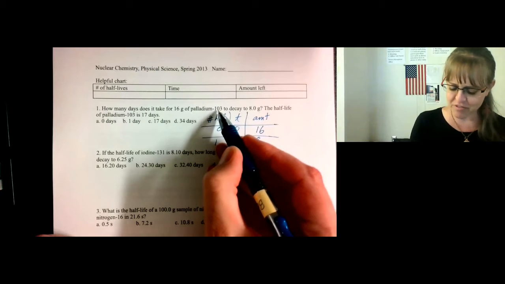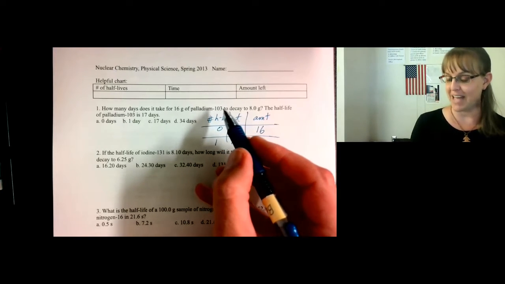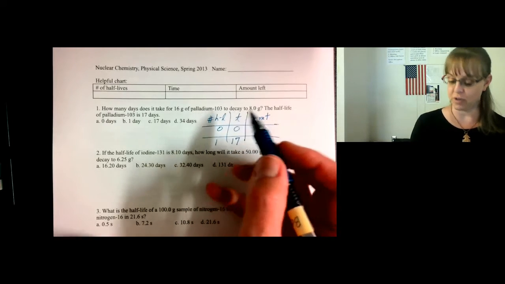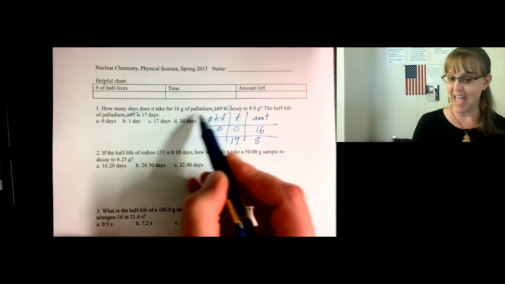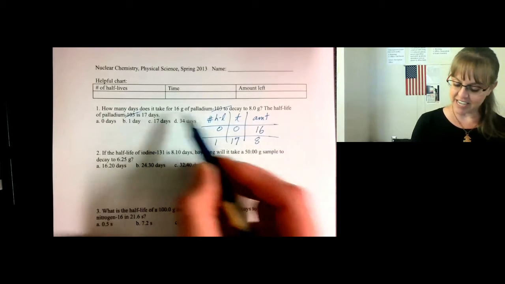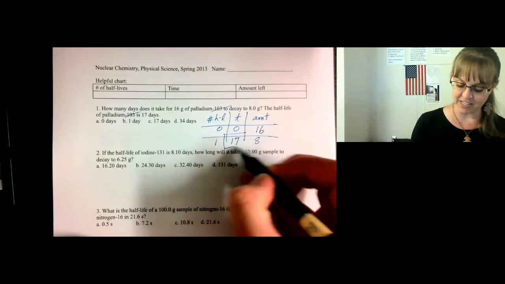Now what about this 103? Palladium-103 is the isotope, that is the mass number of palladium, and we can ignore it. You don't need to worry about the 103, the number after the atom. You can ignore. So, how many days does it take to get down to 8 grams? It took 17 days.